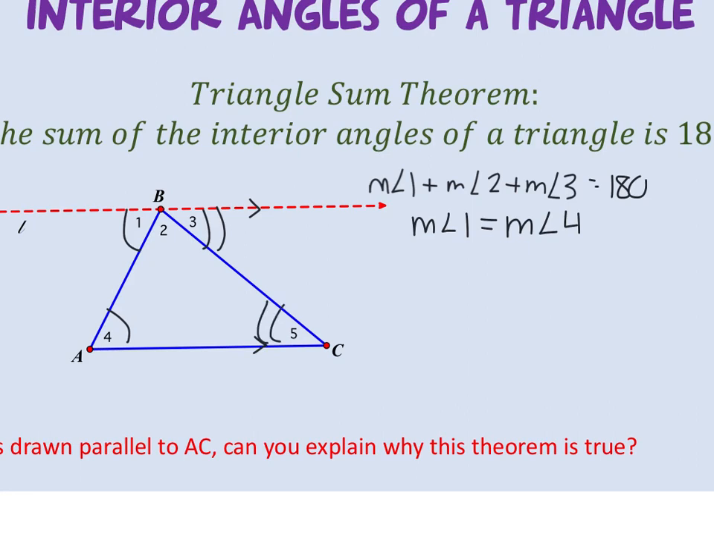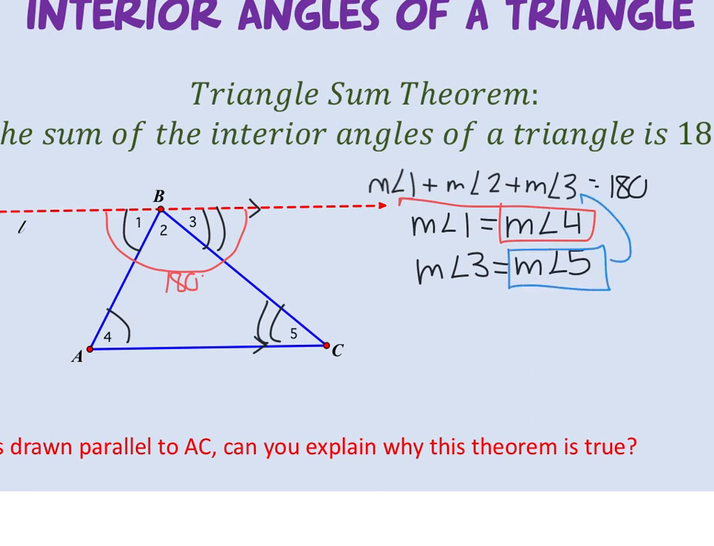Here, 3 and 5 are also going to have the same measures. So if I was to go to my original statement that I wrote, that the three angles form a straight line right here, they form 180 degrees. If I go to that statement and I replace now 1 with angle 4, 3 with the measure of angle 5, notice what my new equation becomes.